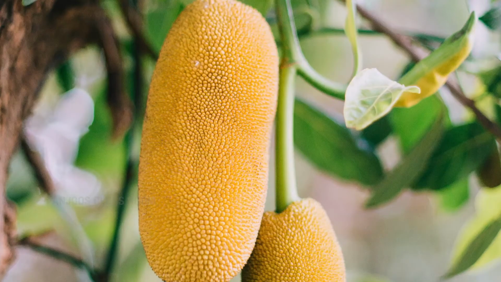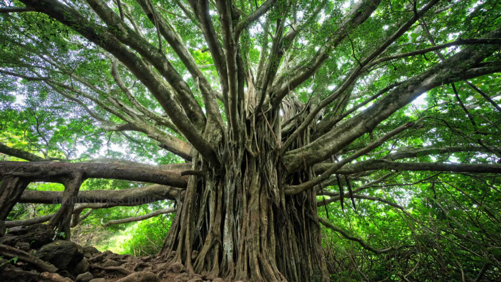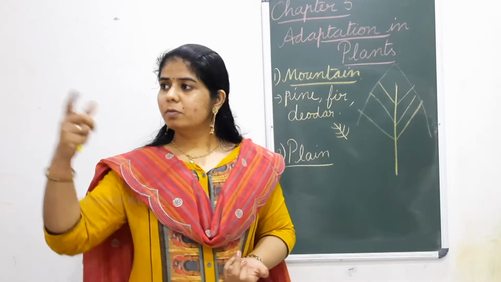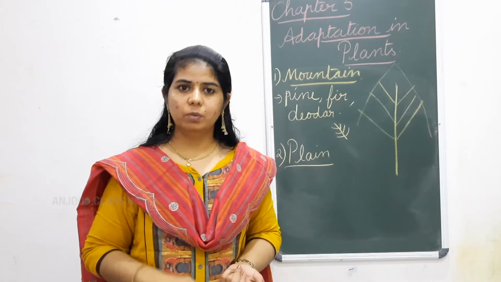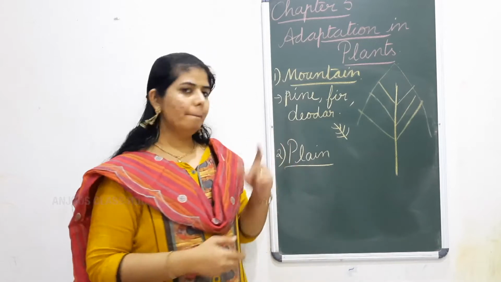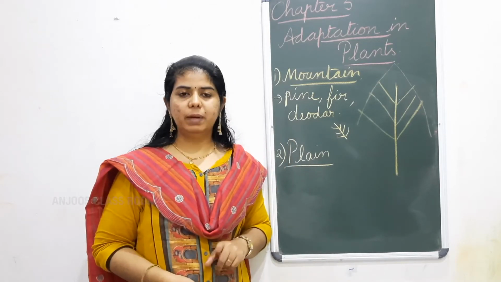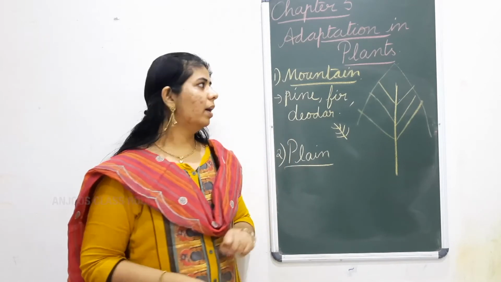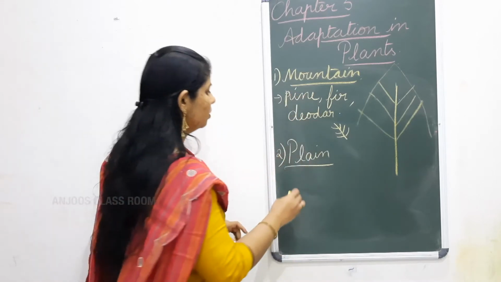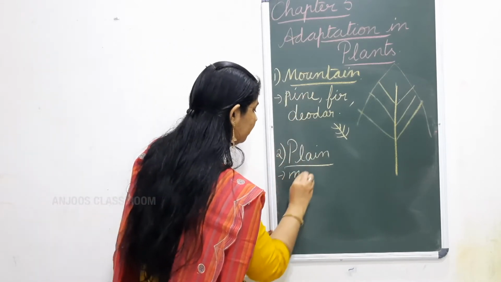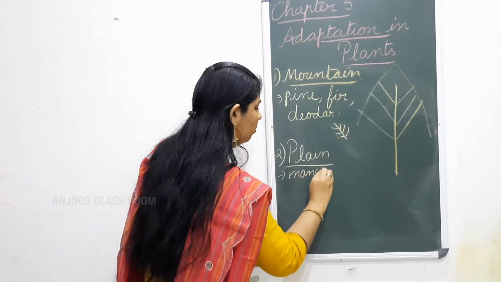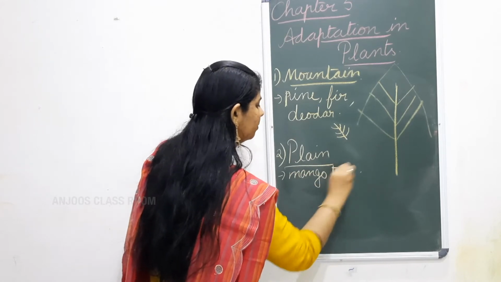Mango, jackfruit tree, then banyan tree, almaram. Whatever common trees you can see around you, all those are coming under the plain land. Next one. So examples for you can write a mango tree. Very common, no? So mango tree you can write it.